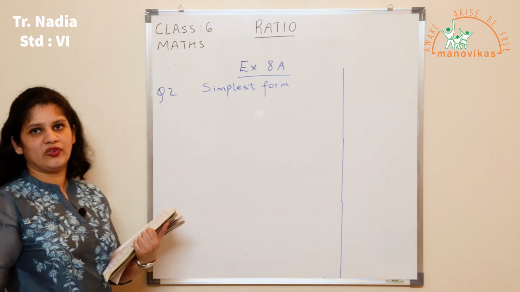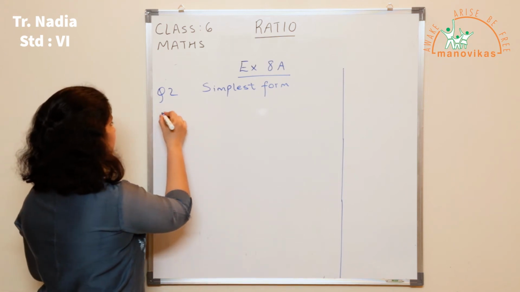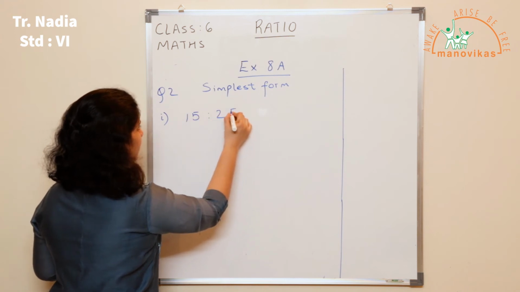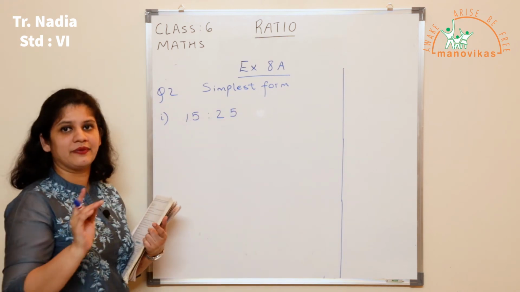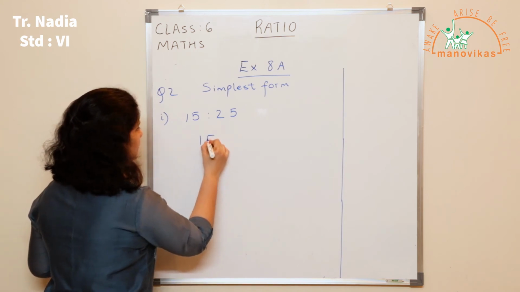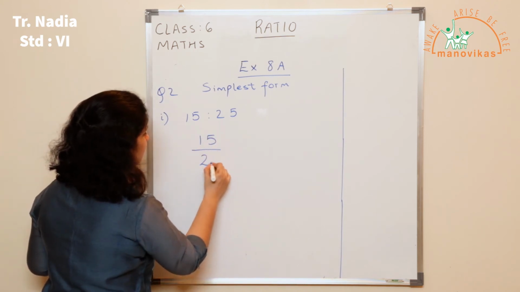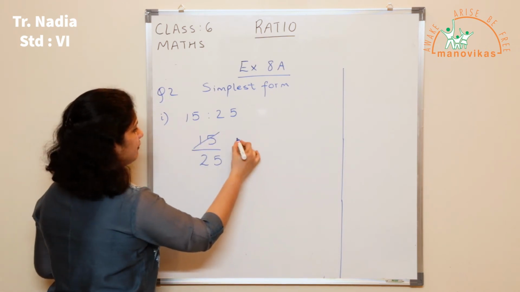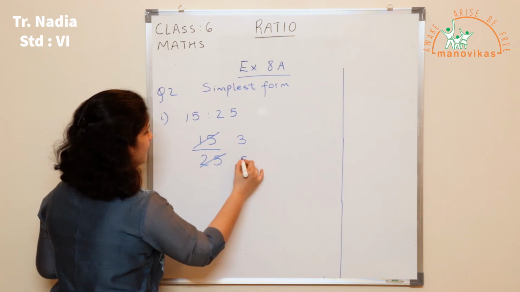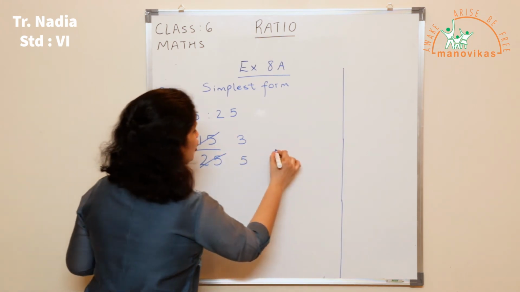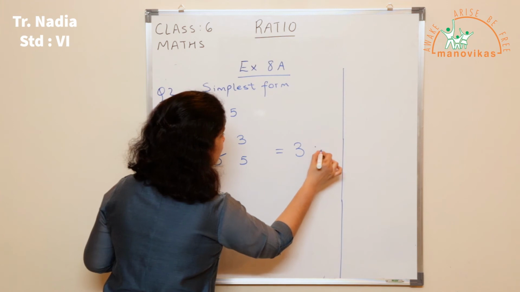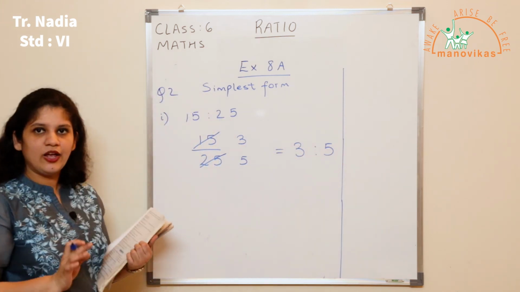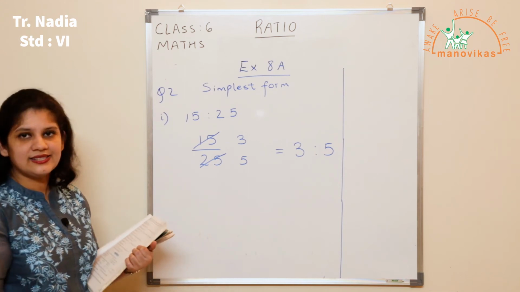Now some numbers over here are simple and can be done directly. For example, the first one is 15:25. How will you do it? First step, write it as a fraction. First term numerator, second term denominator. Now this is a simple number, I can directly reduce using the 5 table. 5 3s are 15, 5 5s are 25. So the ratio in the simple form will be 3:5. Numerator first term, denominator second term.